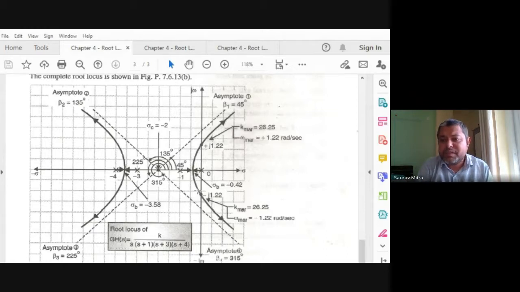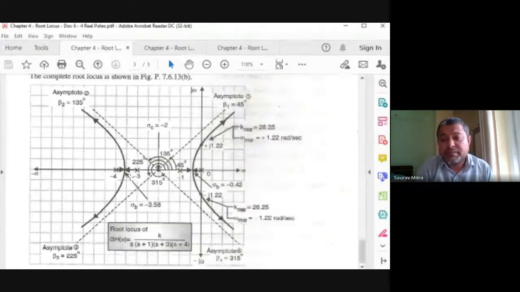But as soon as k is greater than 26.25, let's say 27 or 26.3, you will find two roots in the right hand side of the S plane and two roots in the left hand side. That means for system gain k greater than 26.25, the system becomes unstable, because two complex conjugate roots lie in the right hand side of the S plane, and the two roots, minus 3 and minus 4, are always in the left hand side. So we will not talk about those, because this is always stable.